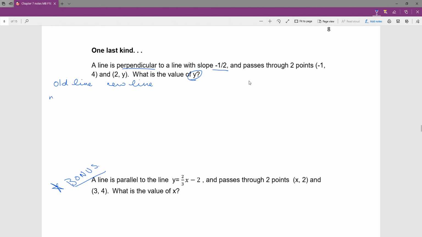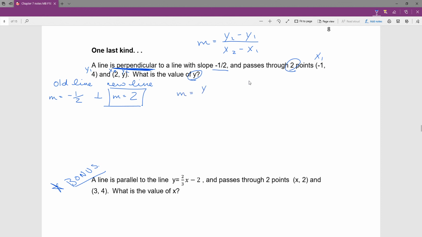So the old line has a slope of negative 1/2. The new line is perpendicular to that one. So the new line slope would give me a slope of 2, right? That's the upside down opposite of the old line. Now the other bit of information it gives me is 2 points that it goes through. So once I have my slope here, I'm going to use that slope equals y2 minus y1 all over x2 minus x1 to figure out my missing variable. So this would be x1 and y1. This is x2 and y2. So I know that, maybe I'll just write it all out.